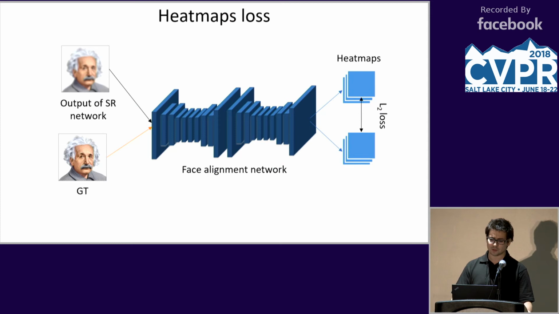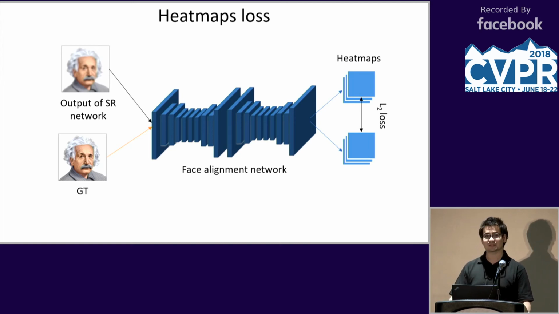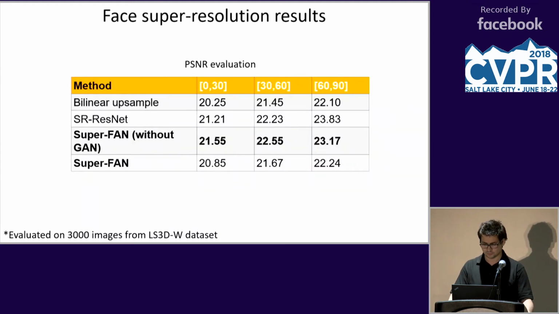The newly introduced heatmap loss tries to minimize the difference between the prediction of the face alignment network made on the ground truth high-resolution image and the one produced by the super-resolution network. In practice, this helps preserve the pose and the expression better. The entire network is trained end-to-end in a joint manner.